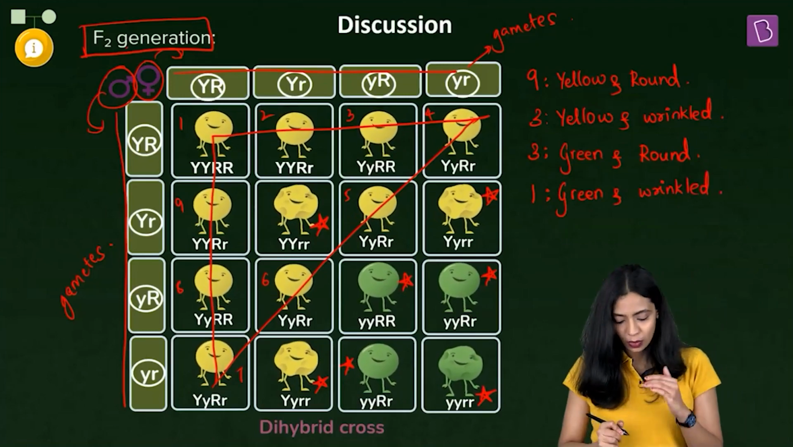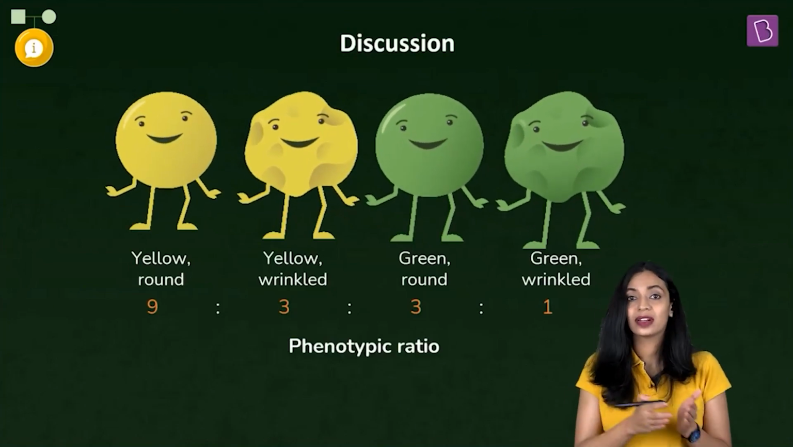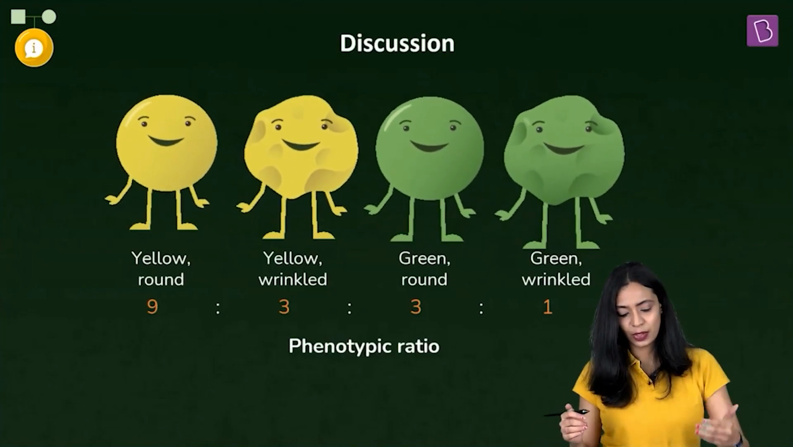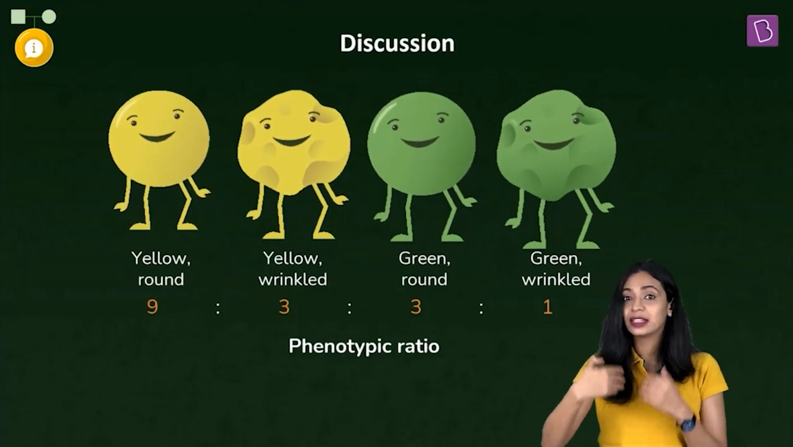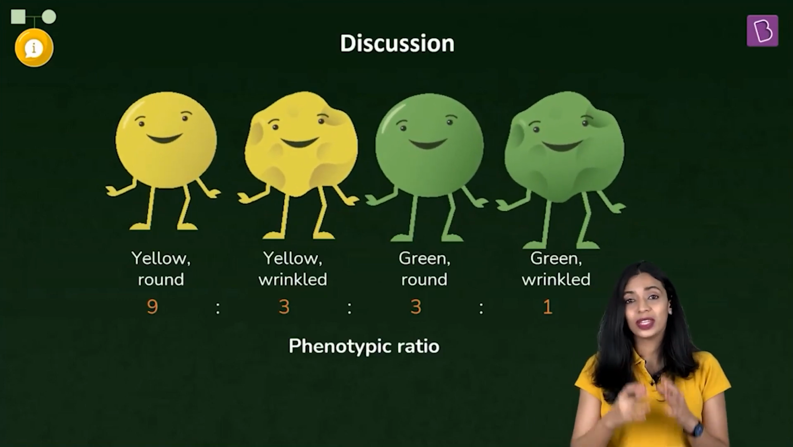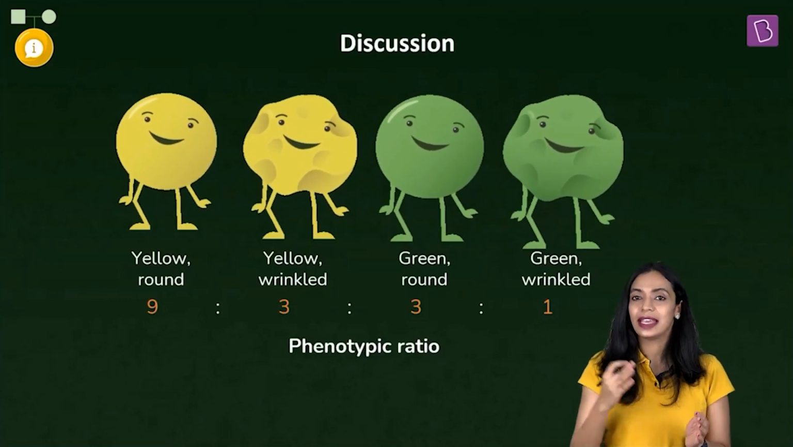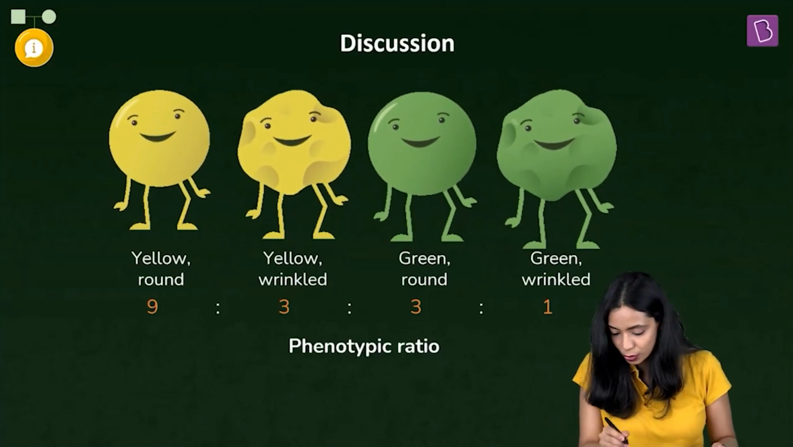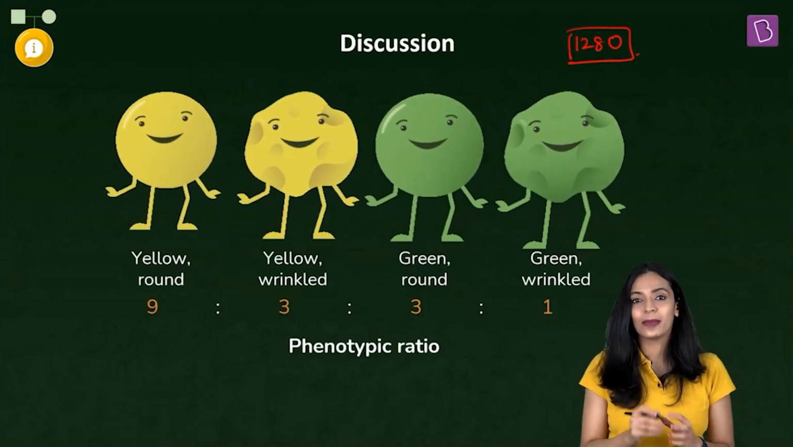So the phenotypic ratio that we're getting here is 9:3:3:1. There are 9 out of 16 that are yellow and round, 3 yellow and wrinkled, 3 green and round, and 1 green and wrinkled. So this is the phenotypic ratio. Now in the question we were asked, out of the given number of total plants in the F2 generation, the number was 1280, right? So out of these many plants, how many of them are recombinants?